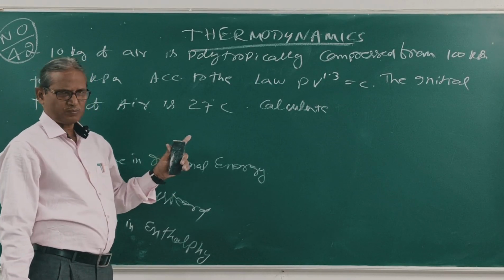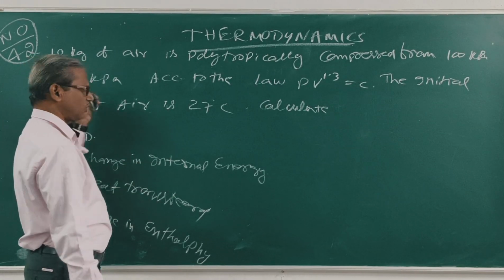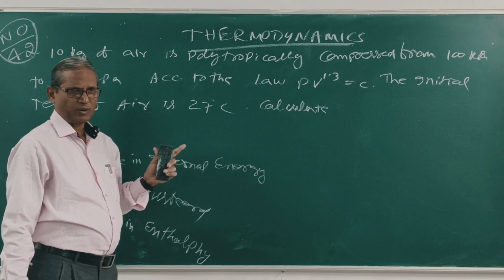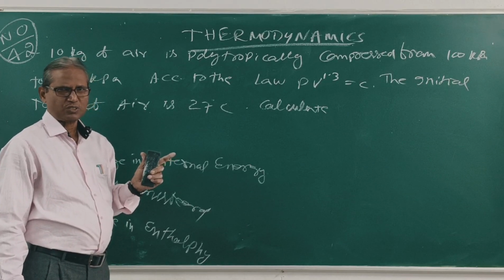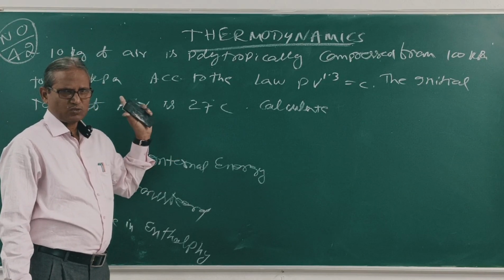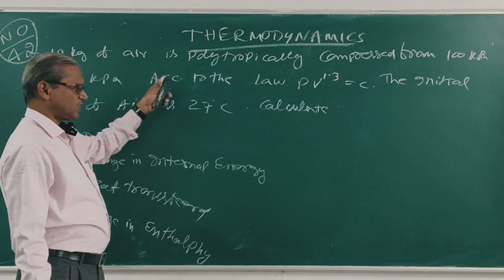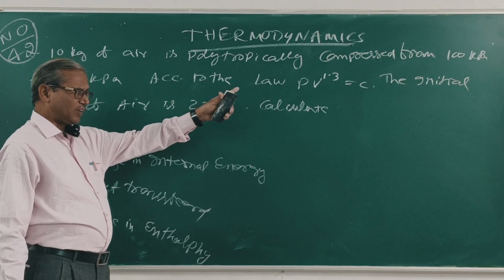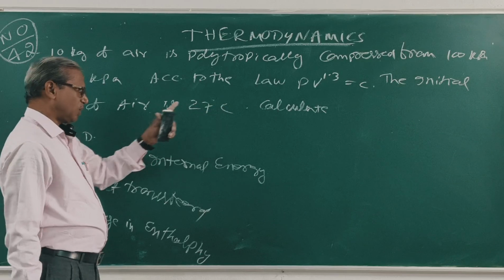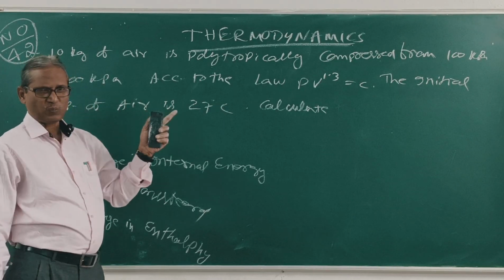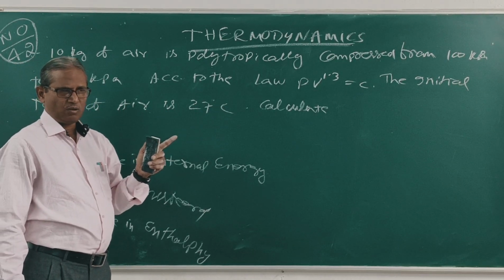This is problem question number 42. Last class we completed 41 questions. Today this is question number 42. The question is: 10 kg of air is polytropically compressed from 100 kilopascal to 400 kilopascal. Clear?